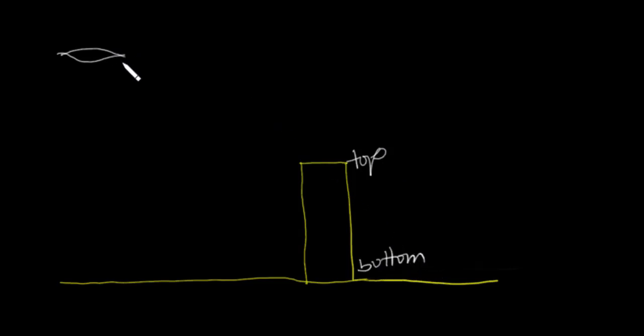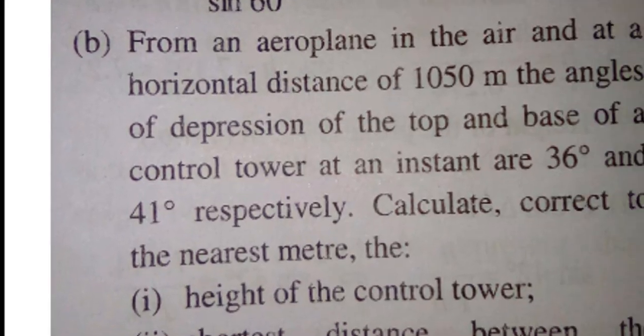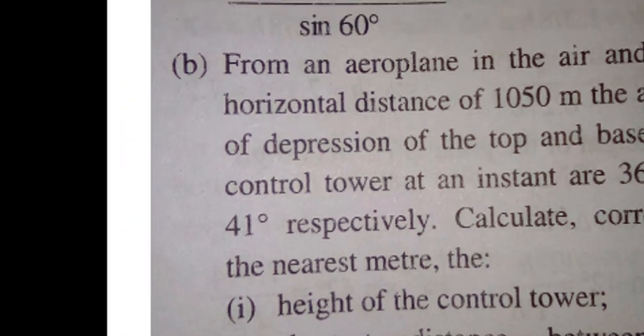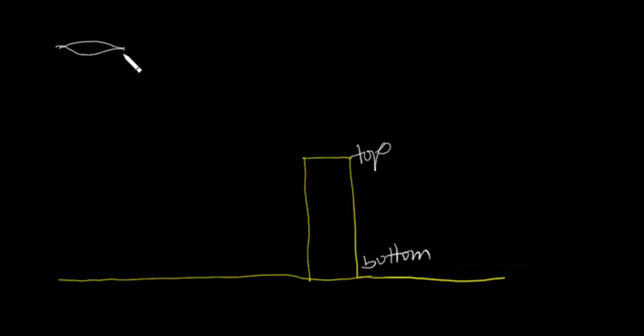Now, from this aeroplane, let us look at the question again. It says that from an aeroplane in the air, so the aeroplane is in the air and at a horizontal distance of 1050 meters from the tower. So let me indicate this here. So what we're saying here is that we have 1050 meters here, and that is in between the aeroplane and the tower. That's what we can see here, and it's a horizontal distance.